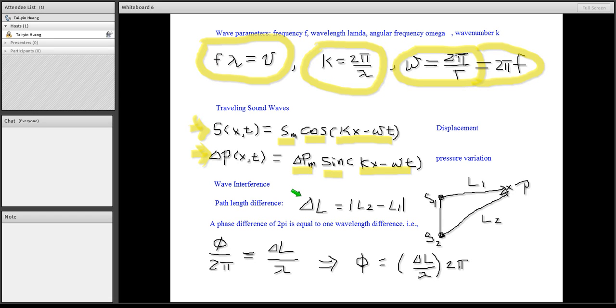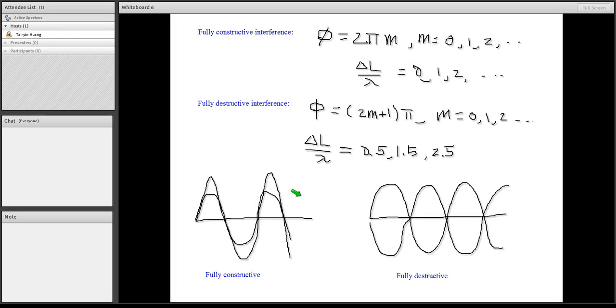And what we found is that if the phase angle or the phase difference is equal to 2 pi times an integer, and that integer is equal to 0, 1, 2, or 3, in other words, if the phase difference is an integer multiple of 2 pi, then we call that kind of interference fully constructive interference.